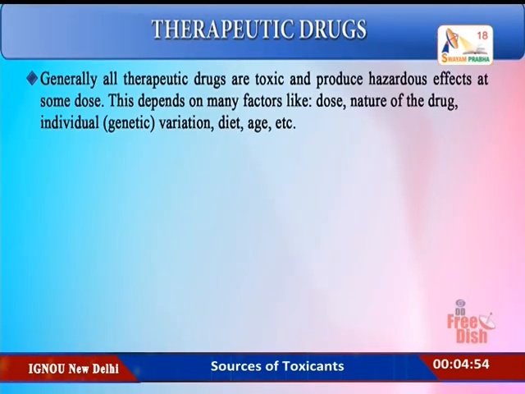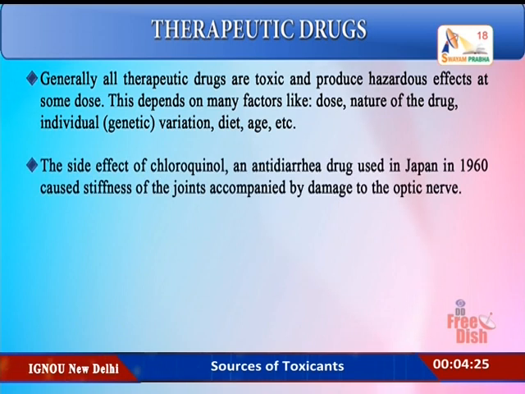So generally all the therapeutic drugs are toxic and they produce hazardous effects at some dose. This depends on several factors like the dose, the nature of the drug, individual and genetic variation, because if one drug suits one person, another person may be allergic to it. For example, sulfur drugs or penicillin: some may be allergic, but for another person it may suit. Diet and age are also factors. That is why the dosage of the drug is important when doctors administer it.